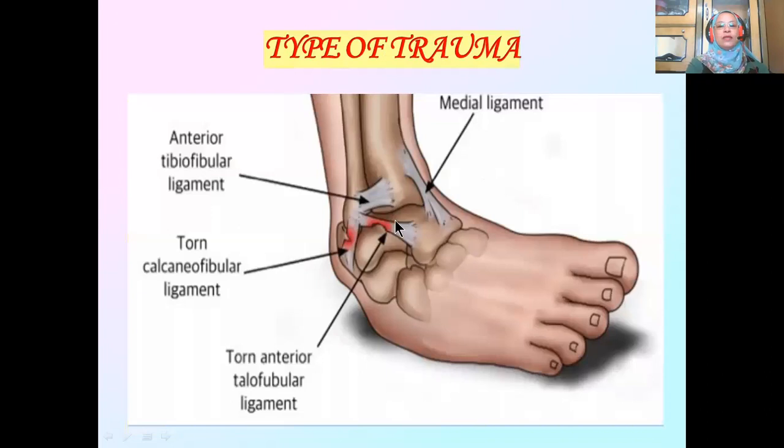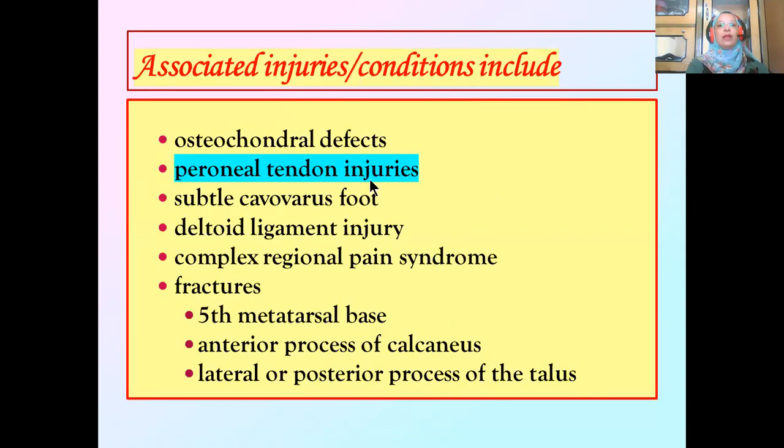The most common type of trauma that results in lateral ankle sprain is foot inversion in plantar flexion. This may be associated with other injuries. In our patient, there is peroneal tendon injury, but I think the primary problem in our patient is the peroneal tendon tear associated with mild grade 1 tibiofibular ligament injury. Other conditions that may be associated with lateral ankle sprain are osteochondral defect, deltoid ligament injury, and fractures at the fifth metatarsal, calcaneum, or talus.